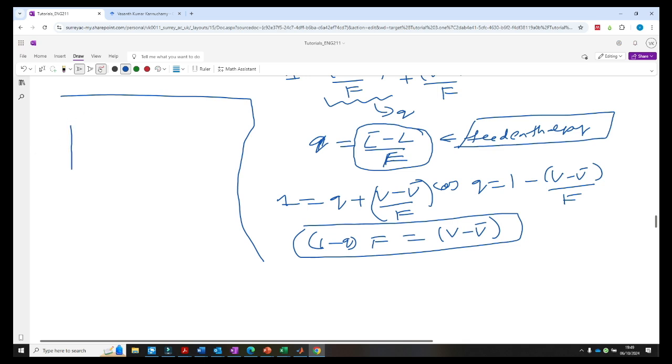So let's draw the diagram again. So let's draw the feed plate. So we have a feed plate here. So F is the feed, XF is the mole fraction of the more volatile component in the feed, and then the enthalpy of the stream is HF.